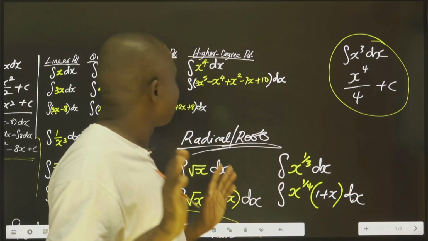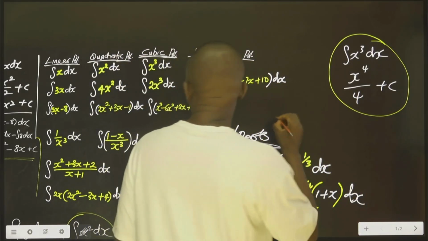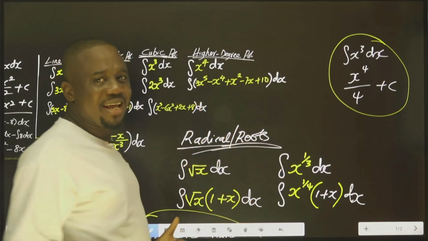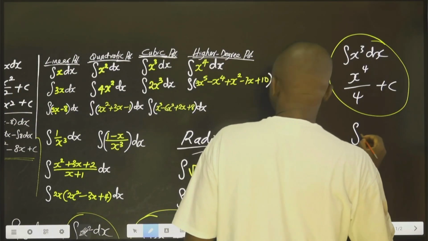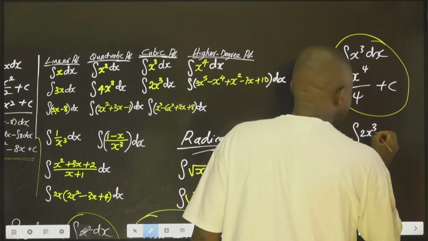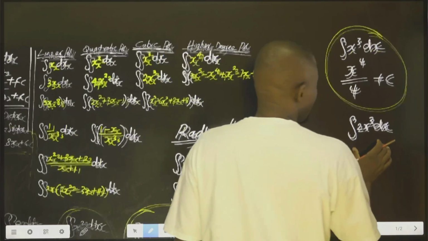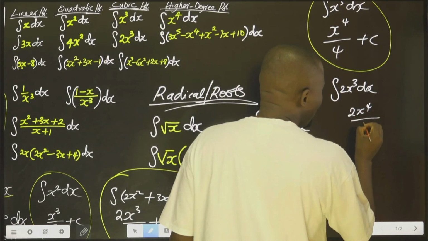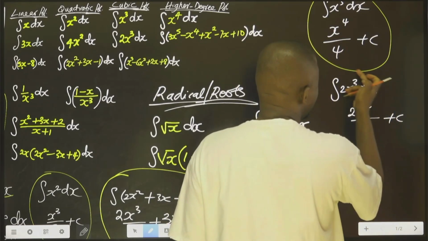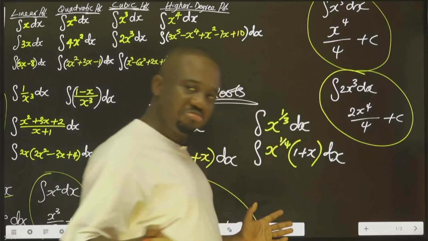No issue. Straightforward. This one, can you bring the answer here? Don't need to rewrite this. Okay, let's rewrite it: the integral of 2x³ dx. The integration of this is 2x⁴ over 4 plus C. Very easy.